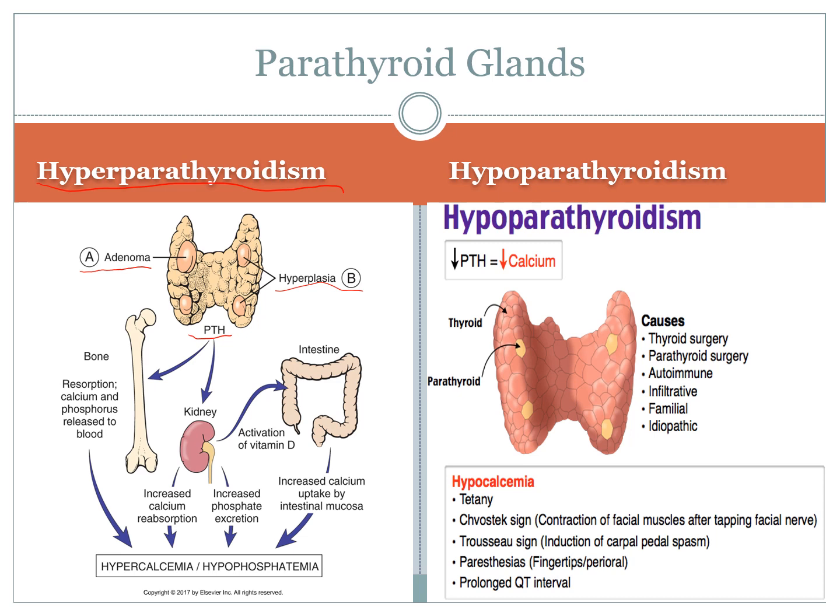hyperparathyroidism is the release of the parathyroid hormone causes the bones to release a lot more calcium and phosphorus into the blood. On top of that, it tells the kidney to increase the reabsorption of calcium and increase the excretion of phosphorus. It's sort of like a balancing act. It also releases a huge amount of vitamin D that tells the intestine to have a lot more uptake of calcium from the mucosa itself. So the end result is you end up with hypercalcemia and hypophosphatemia.